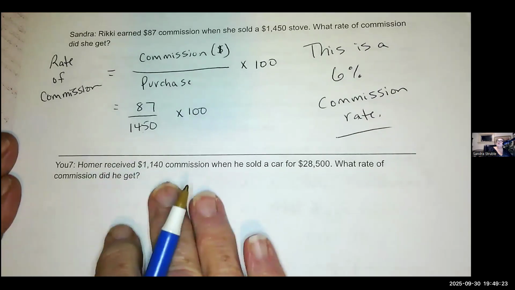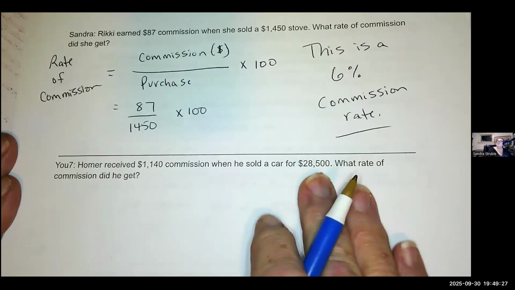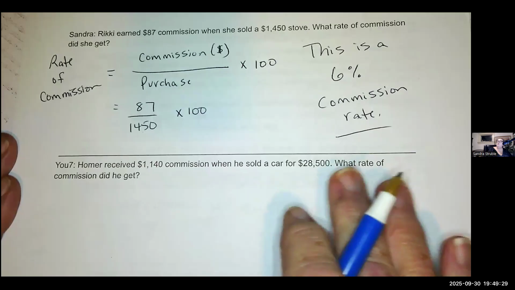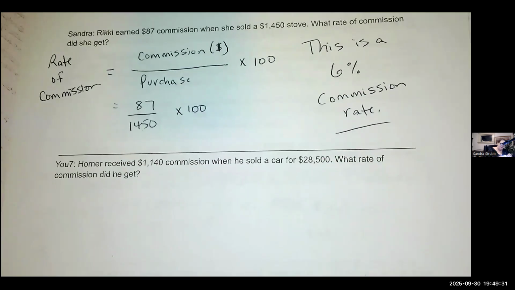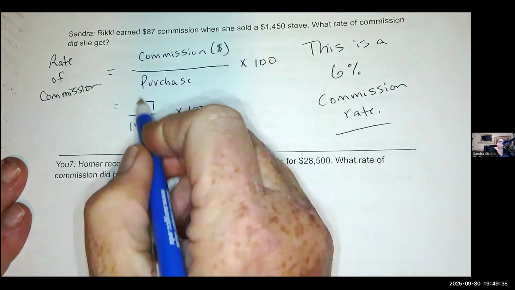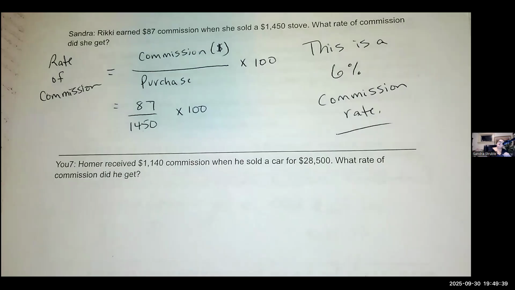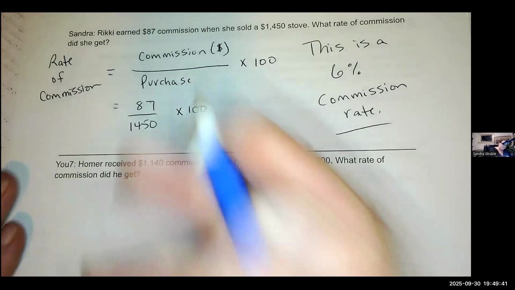Homer received $1,140 commission when he sold a car for $28,500. What rate of commission did he get? Again, you're going to find the percentage. So you're going to go commission dollar amount divided by the purchase price times 100. Pause the video, attempt it yourself, and come back and see how you did.